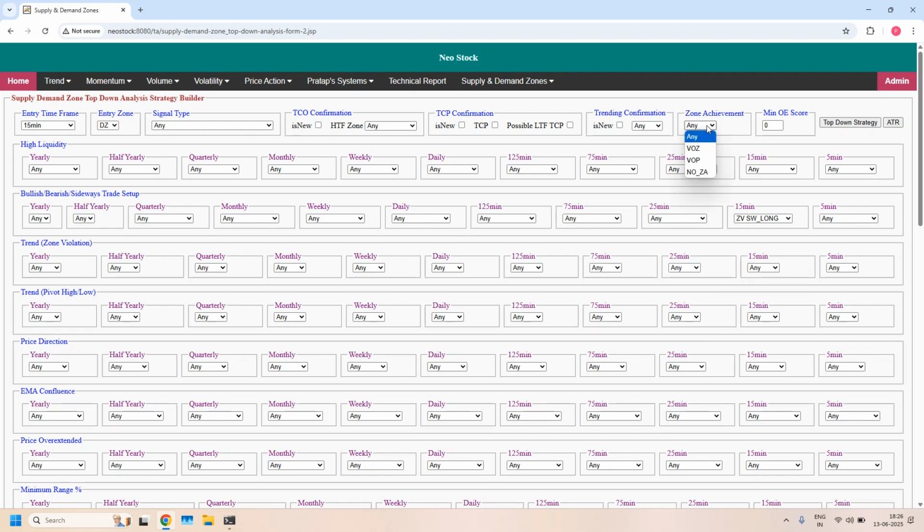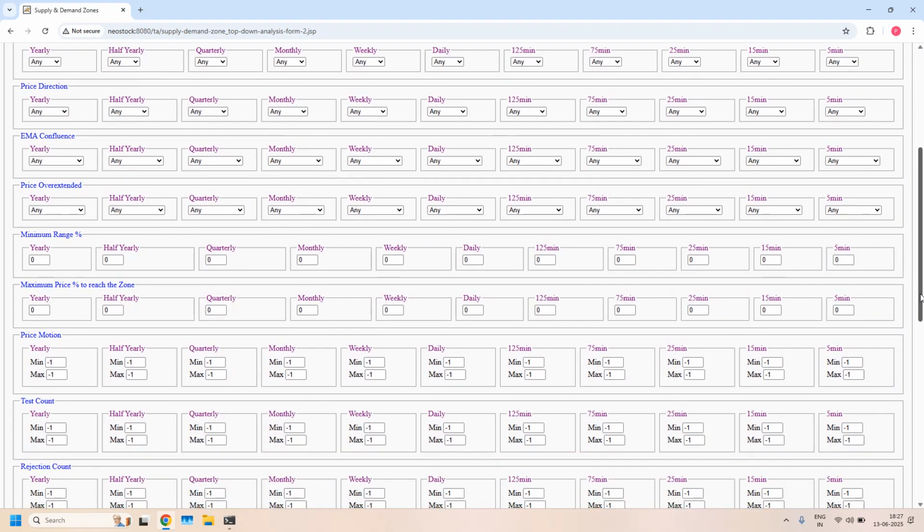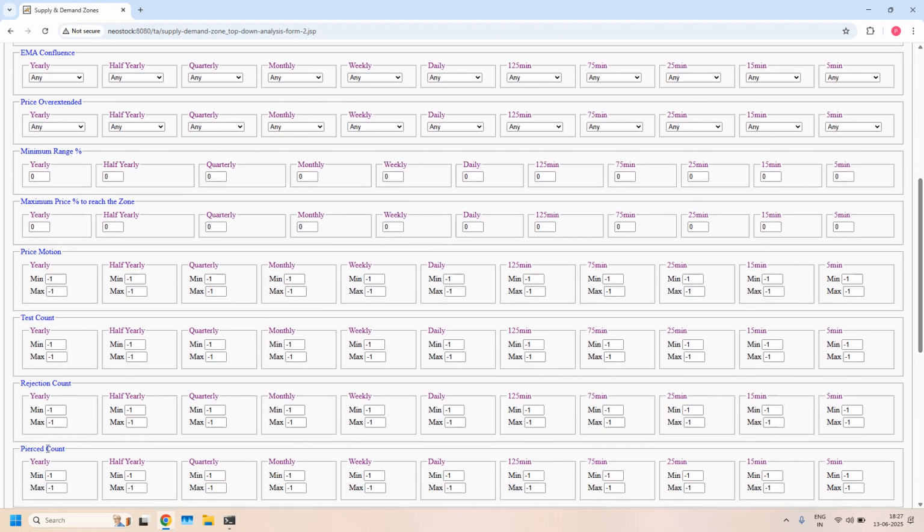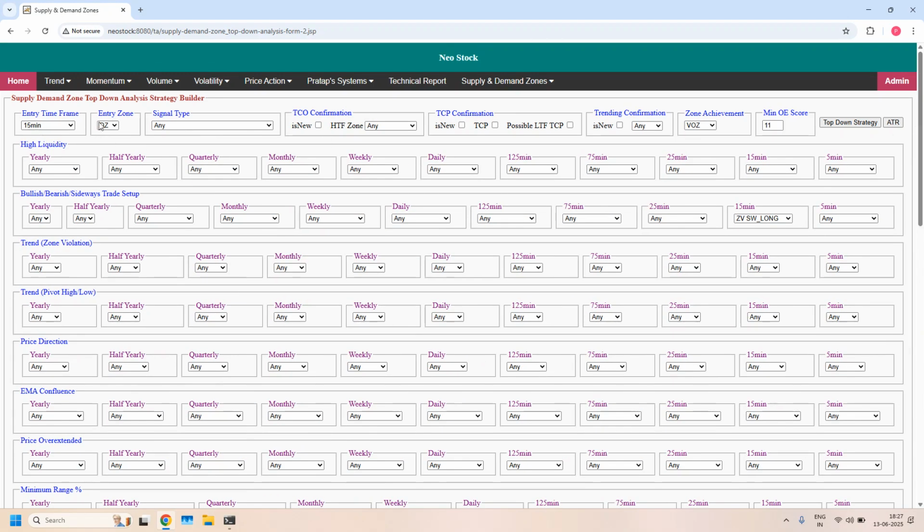And zone achievement violated opposing zone. Minimum odd and hands score should be 11 for sideways. And the third filter, 15 minutes demand zone should not be pierced. So in the pierced count parameter at 15 minutes time frame, I am setting minimum value 0, maximum value 0. That means pierced count should be 0. Pierced count 0 means the zone is not pierced. Which zone? 15 minutes demand zone. Because all the 3 filters are applying to 15 minutes demand zone.